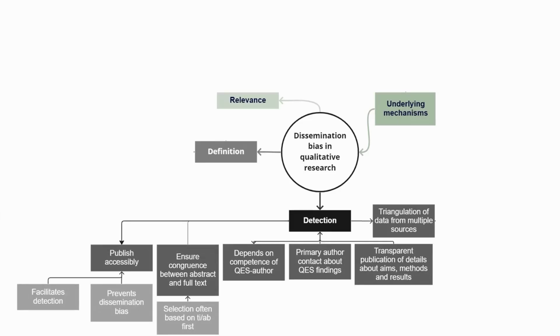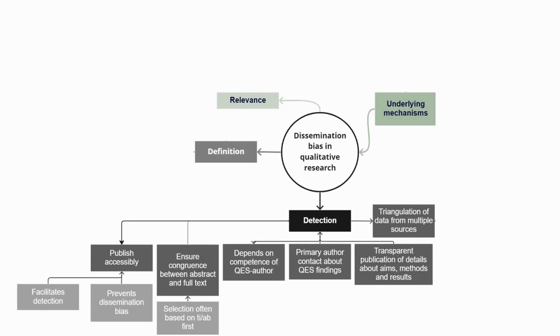In that context, it is important for all of us to publish accessibly. So it facilitates the detection of studies and prevents dissemination bias. What we should also pay attention to is to ensure congruence between abstracts and full text. The study selection and qualitative evidence synthesis are often based on the titles and abstracts, even the searches. And if the abstracts and the full text are not congruent, this might lead to the false exclusion of studies or the false inclusion.